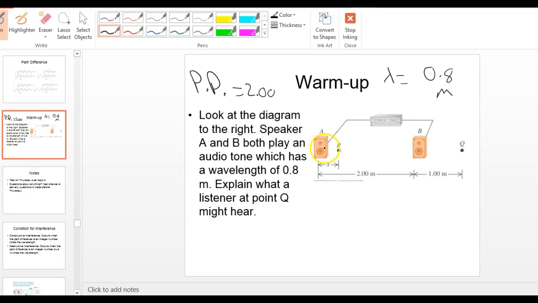How much of a longer distance? Well, 2 meters, because it's 2 meters behind speaker B. So that's why the path difference between A and B is 2 meters. And so if we look at that ratio, going back to our conditions for constructive and destructive interference, if we look at that ratio of path difference to wavelength, we get that ratio is 2 over 0.8.